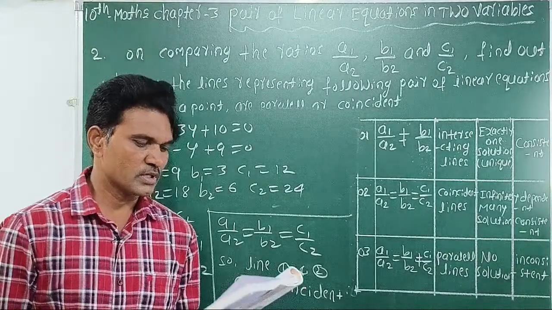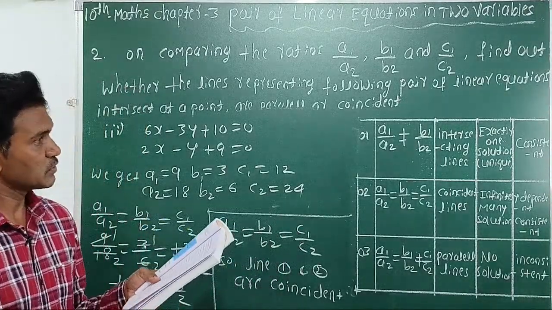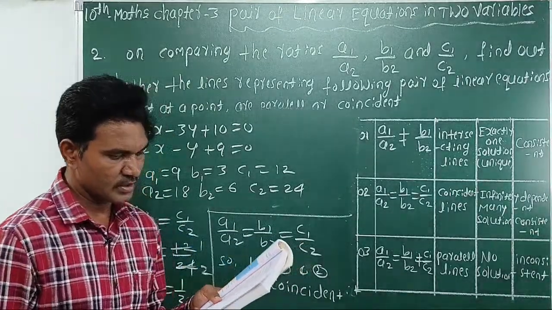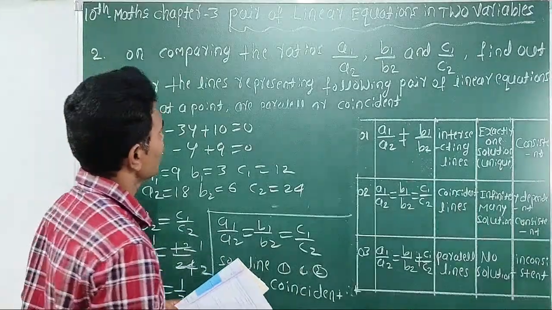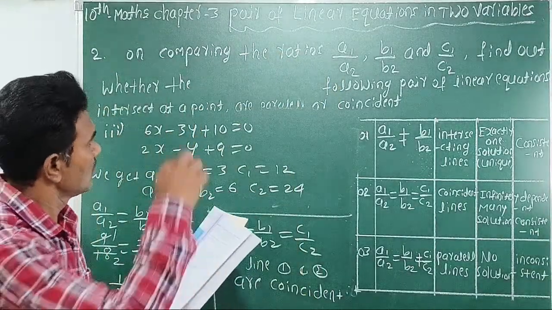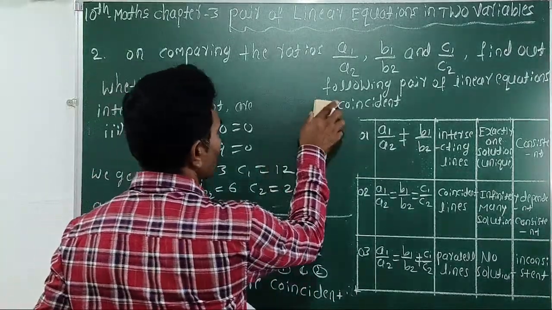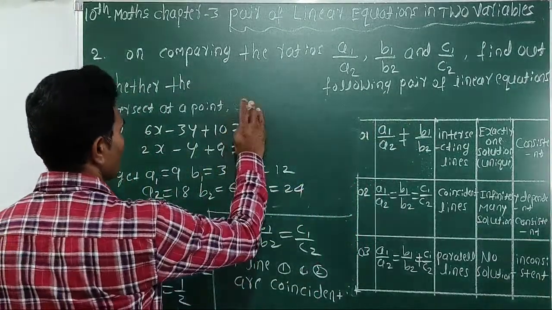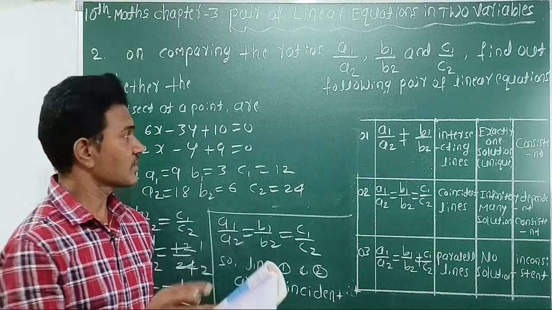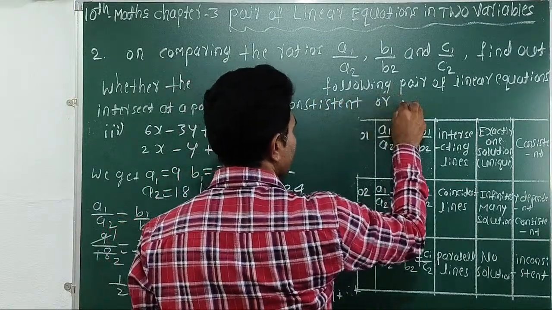Yes, next, move on to the third problem. On comparing the ratios a1 upon a2, b1 upon b2, and c1 upon c2, find out whether the following pair of linear equations are consistent or inconsistent.